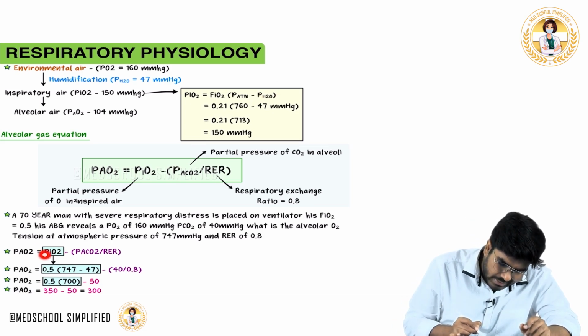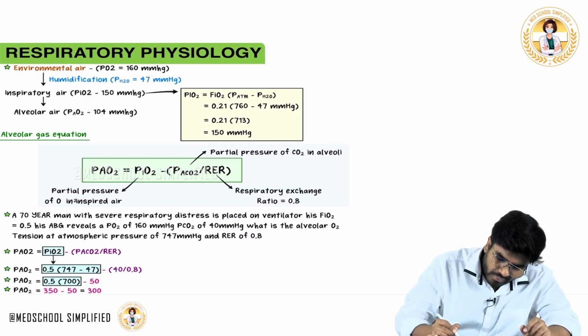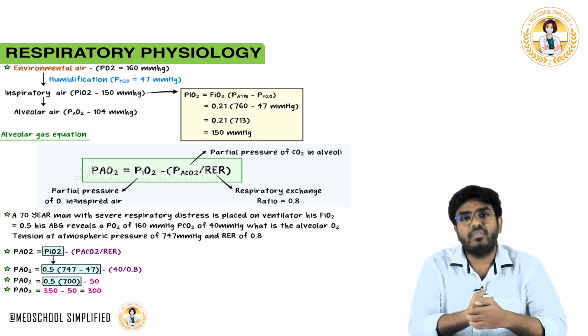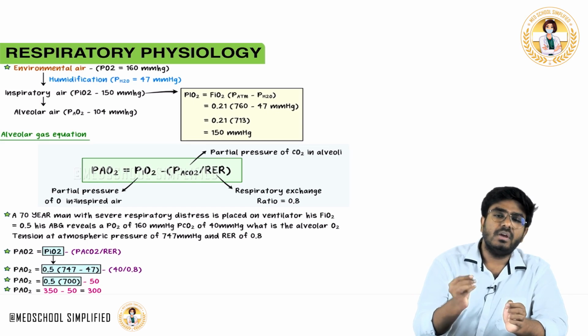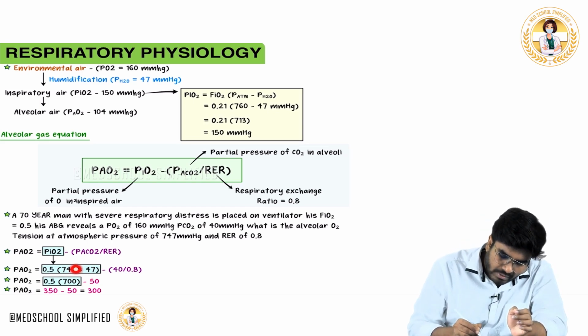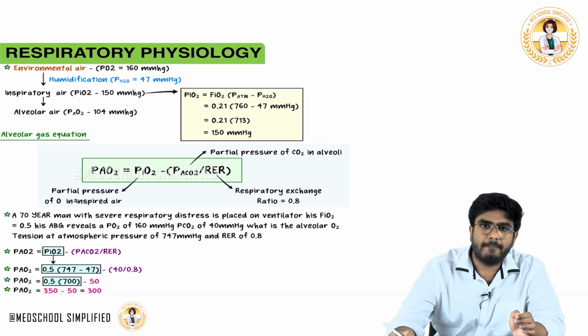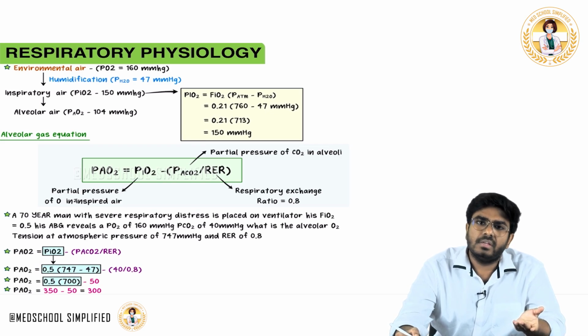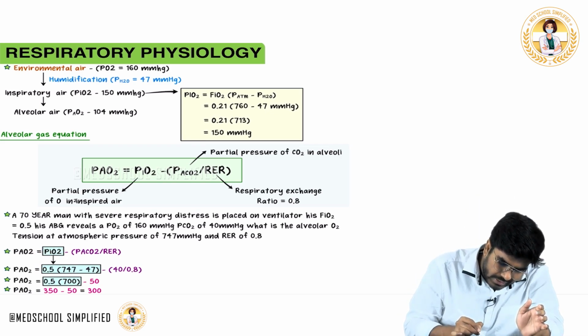Now in this question they have given the fractional concentration of oxygen. The FiO2 is 0.5. So 0.5 into atmospheric pressure, 747, minus water vapor pressure, 47. First of all, let's do this. 747 minus 47 is how much? 700. So 0.5 into 700 is 350. So we have calculated PiO2. So PiO2 is 350.